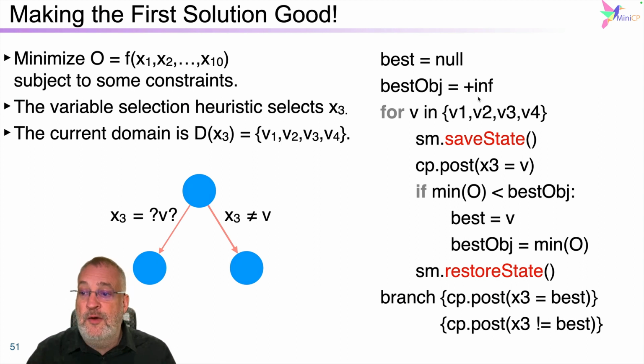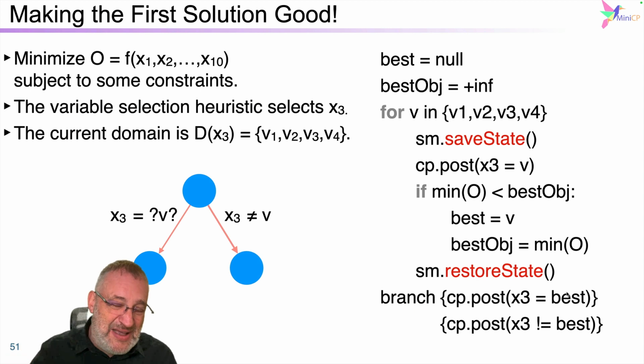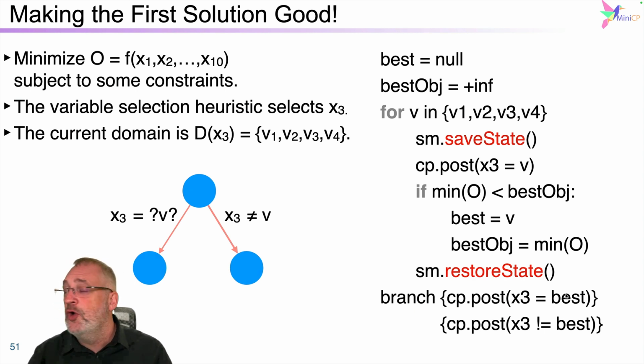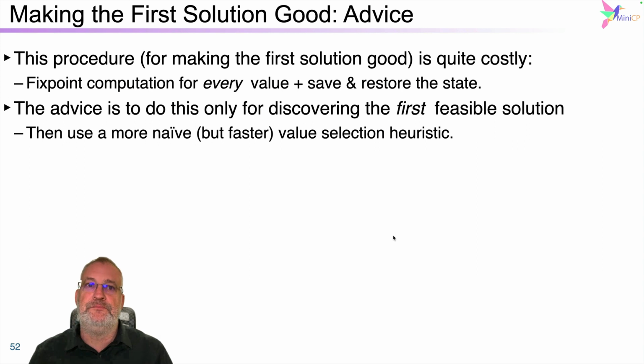Which means for v1, we'll get a sense of how good it is. For v2, how good it is. For v3, how good it is. For v4, how good it is. And then we look and pick the value that leads to the best objective. And that's what we post next. When we branch, we first say x3 will be equal to the value that had the best impact on the objective. In a sense, that's a generalization of what we've seen, and that can make our first solution quite good as we go ahead. Now, a bit of advice.